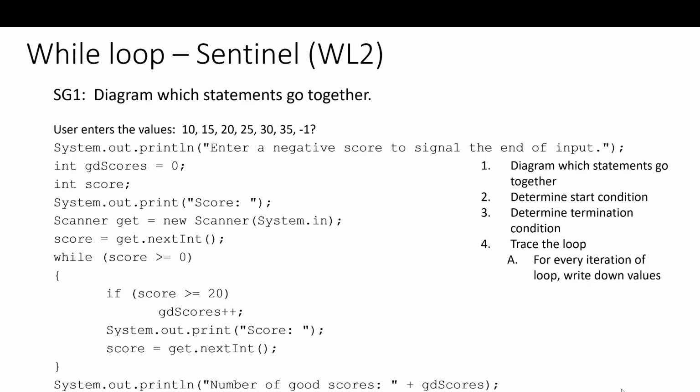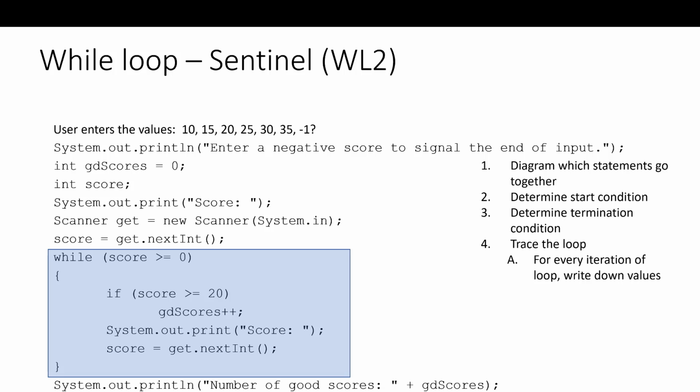The first subgoal is to diagram which statements go together. In this case, we want to diagram the statements that go together for the while loop. Because the while loop has curly braces, it's easy to see which statements go with the while loop.